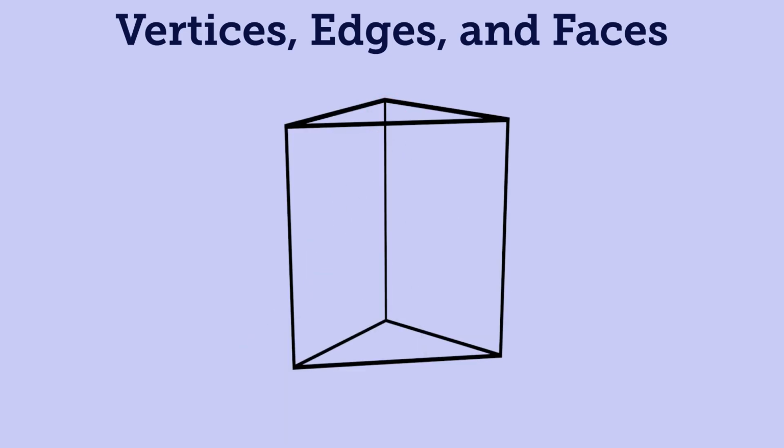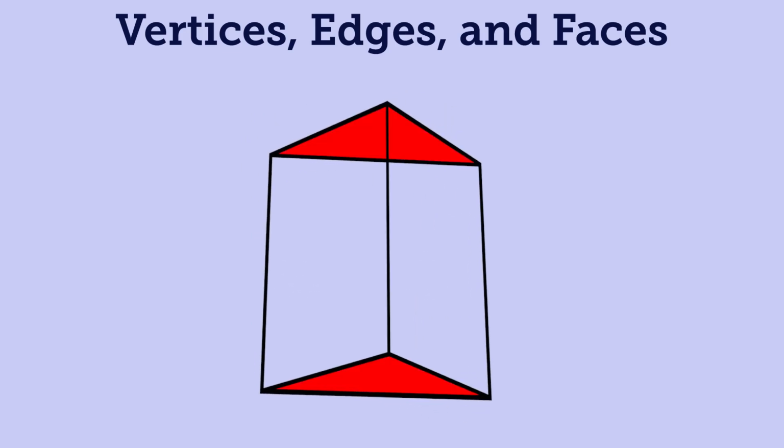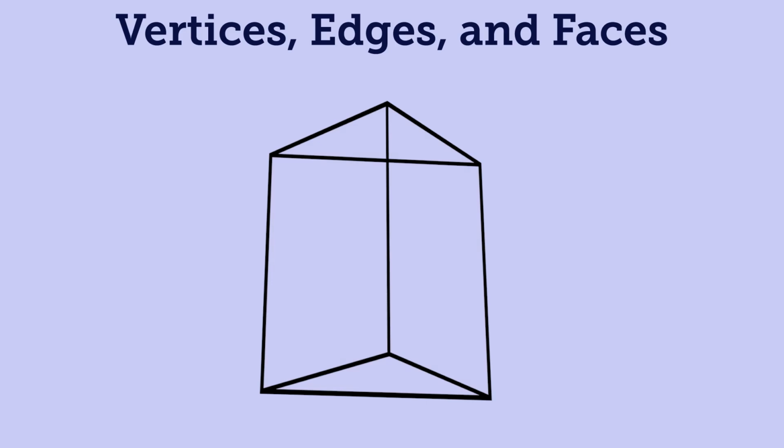Finally, this is a triangular prism. As we can see, it is made up of 2 triangles and 3 rectangles, meaning it has a total of 5 faces. And when we count them up, we find the prism has a total of 9 edges, as well as 6 vertices.